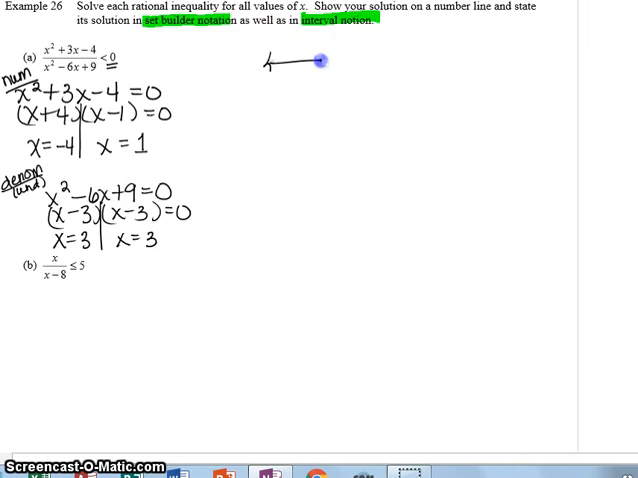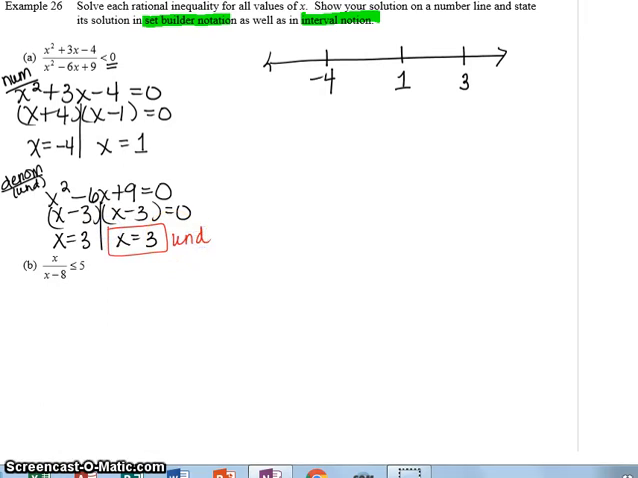Start with a number line. You have to put them in order from least to greatest. So I have a negative 4, I have a 1, and I have a 3. Where it is undefined, which is right here at 3, that's the denominator one. That one is never, ever included. So I know that one is automatically going to be an open circle.